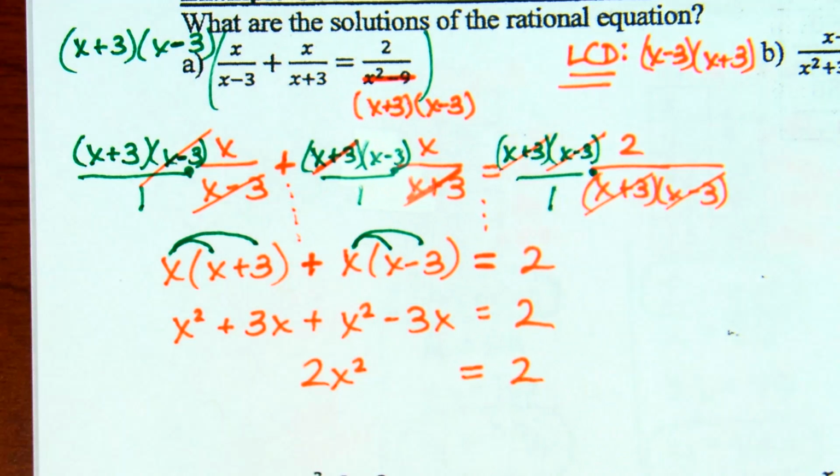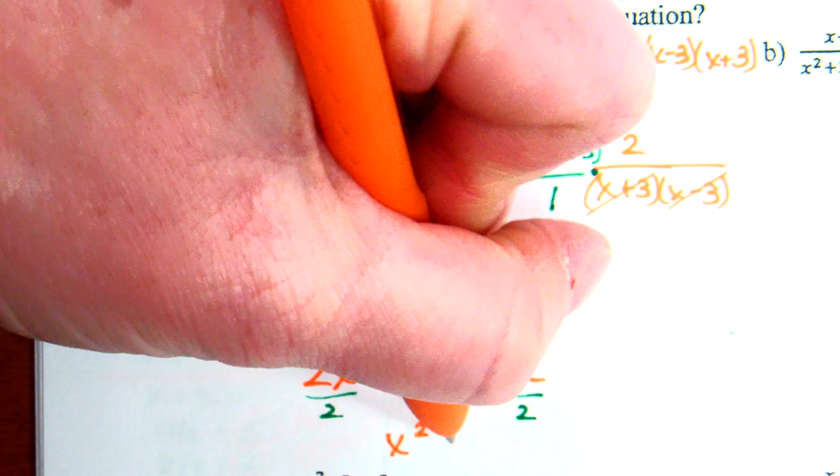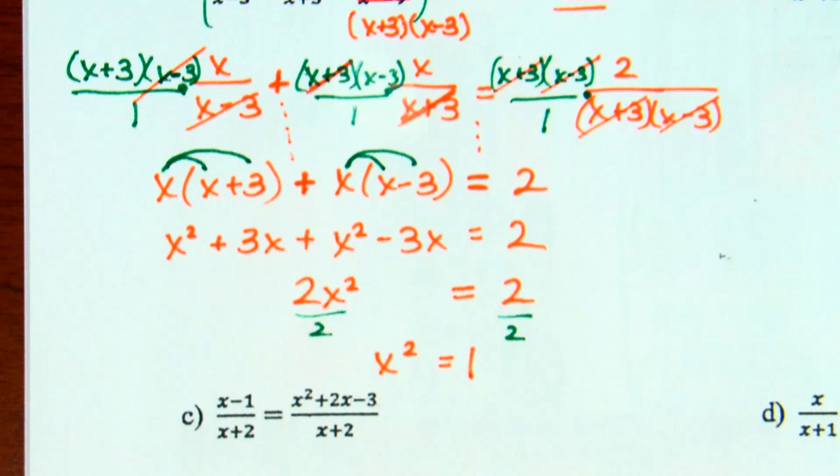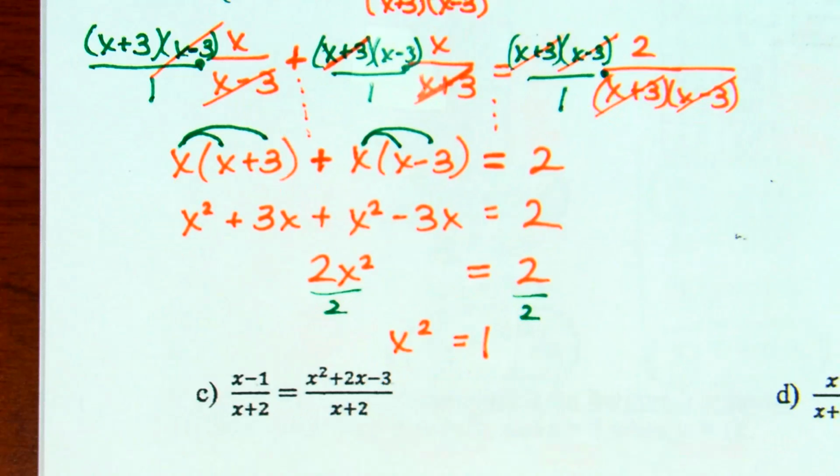If it's 2x squared equals 2, what do we do? Divide by 2. If we divide by 2, we now have x squared equals 1. Am I done? No, I haven't found x yet. I've only found x squared. What's that last step? Take the square root of both sides.